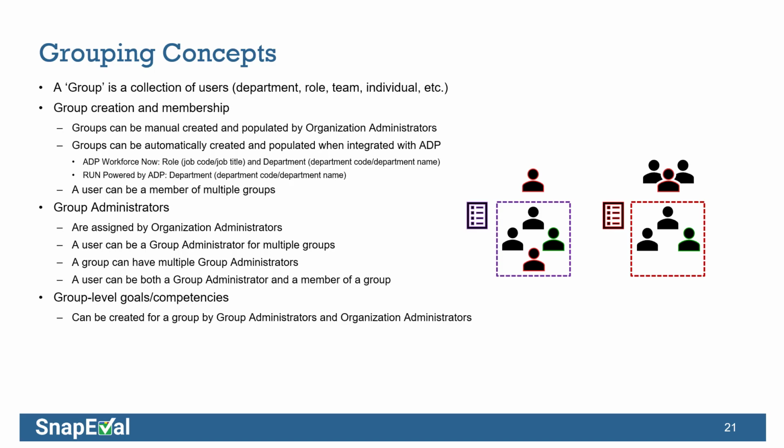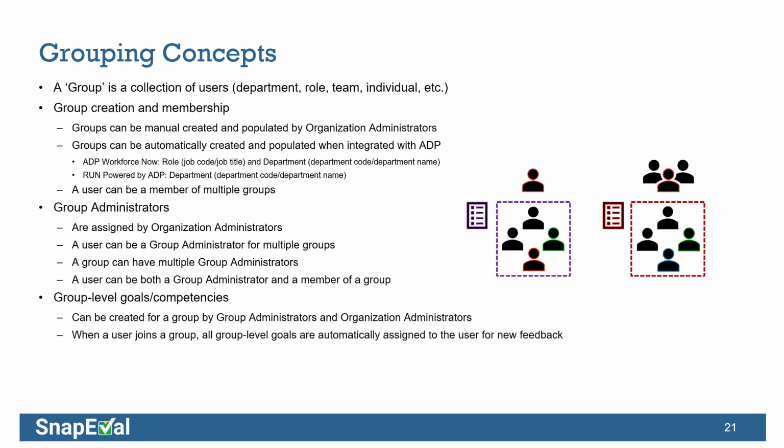As it relates to the group administrators, it would only be for the groups that they are assigned to as group administrators for. So in other words, if someone is a group administrator for the finance department, they can't change goals for someone who is in the sales department unless they're also an administrator for the sales group.